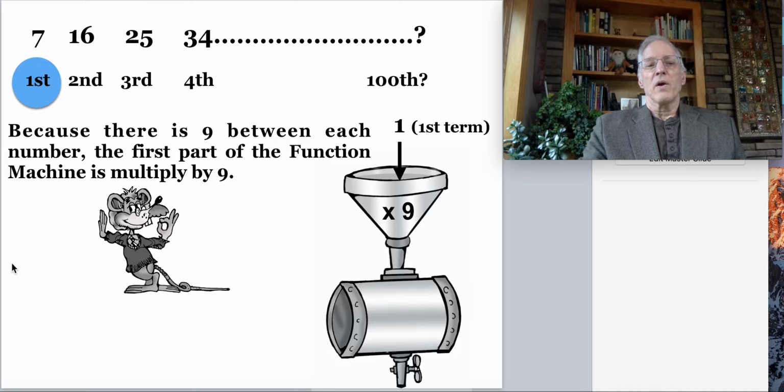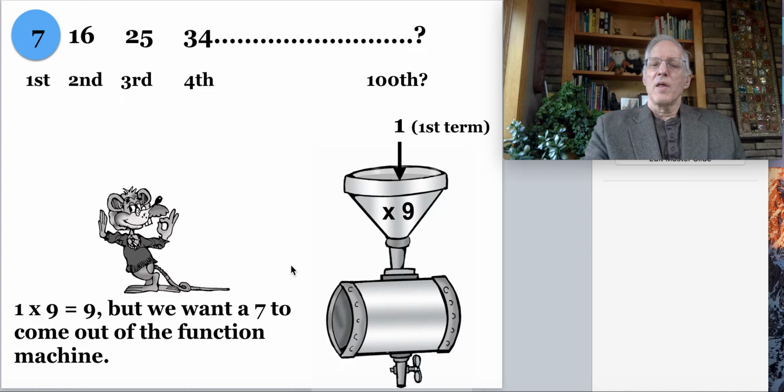So the first part of our function machine is times 9 because there's 9 in between each one. So we're putting in the first term, which you label as 1. We put that into the function machine. We want a 7 to come out. So we know the first part of this function machine is times 9. So 1 times 9 is 9. 7 didn't come out.